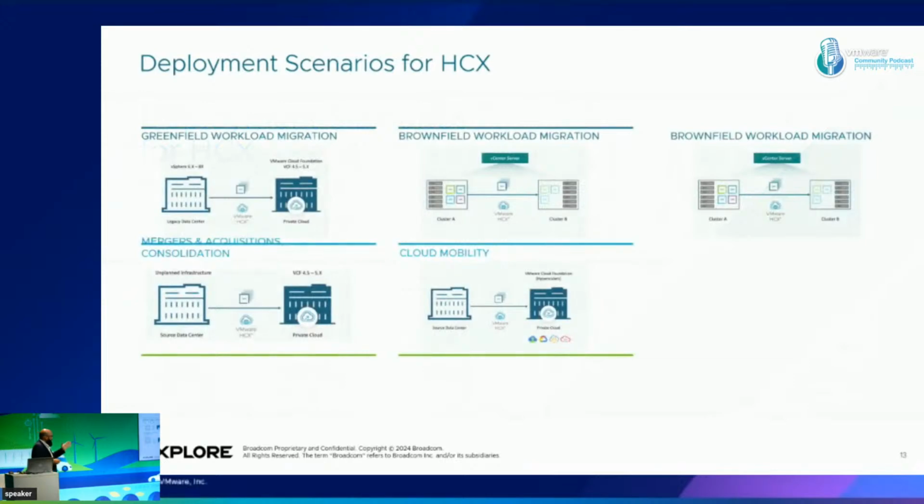Deployment scenarios. I can do greenfield. I have a legacy data center, and I want to migrate it to a new data center on a private cloud. So I can use that for greenfield operations. Consolidation, which means I have my source data center and I can go to another one. Brownfield operations, which means I can go live to live. Imagine that I have one cluster with legacy hardware. I create a new cluster with the new hardware. I can do cluster-to-cluster migration now. And cloud mobility, like I said, anything to anywhere.